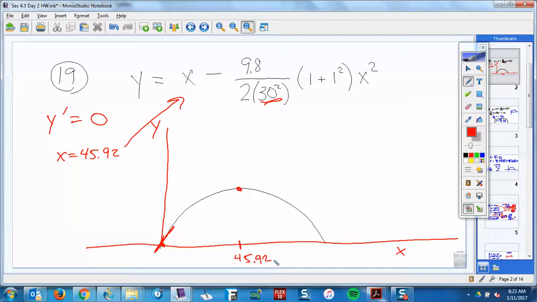Okay. Then it says, where does it land? Well, what do you do for that? Put a 0 right here for y. When does it hit the ground? We did this when we were doing the parametrics, right? When the y is 0 is when it's back on the ground.